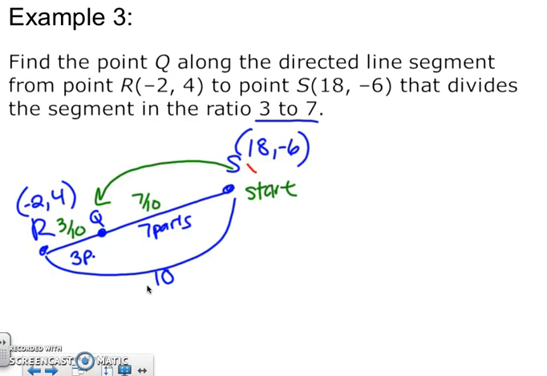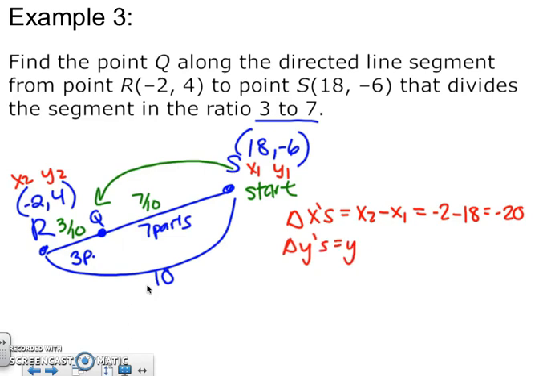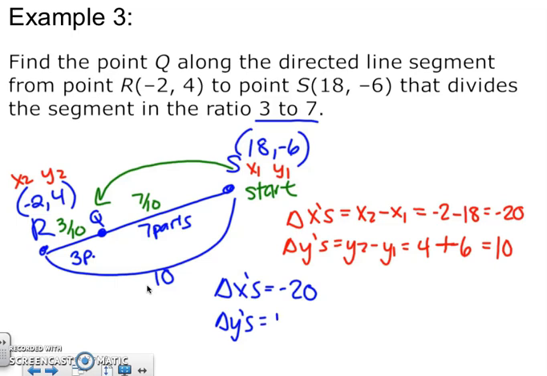So if this is my starting point, this is my X1 and my Y1, and my X2 and my Y2. So I'm going to find my change in X's and do X2 minus X1. So -2 minus 18 will give me a -20. My change in Y's, it's going to be Y2 minus Y1. So Y2 is 4 minus -6, which I'll add together and get a +10. Okay? So my change in X's, I need to subtract 20. My change in Y's, I need to add 10.